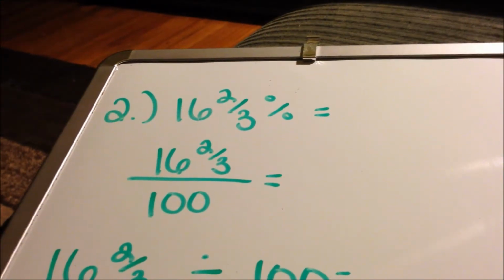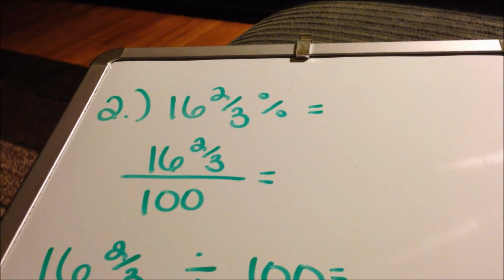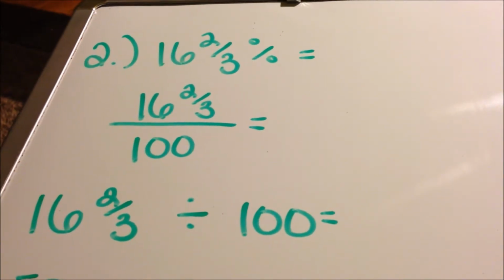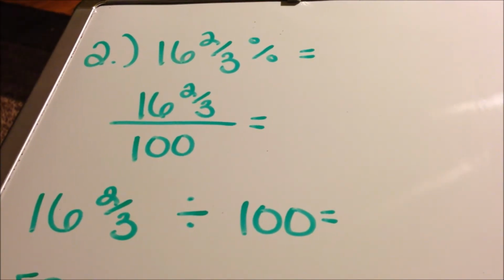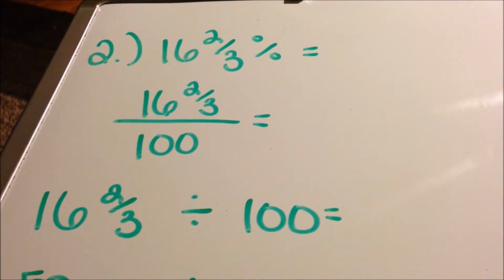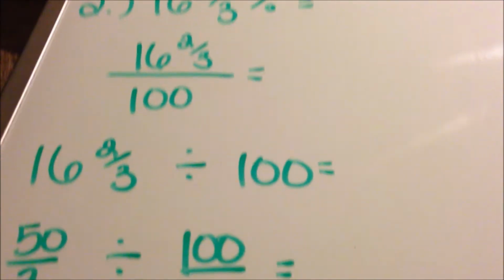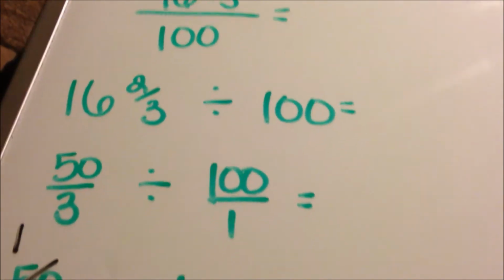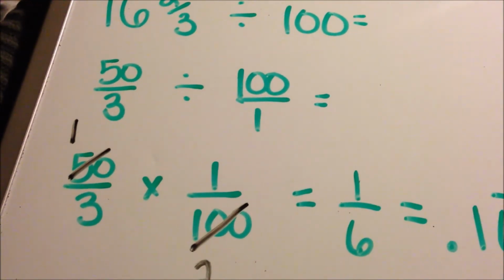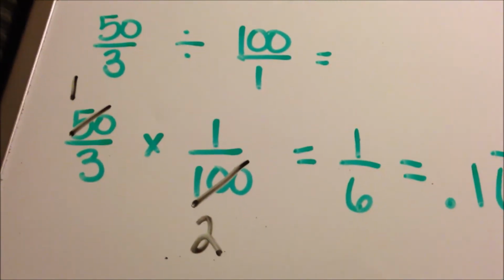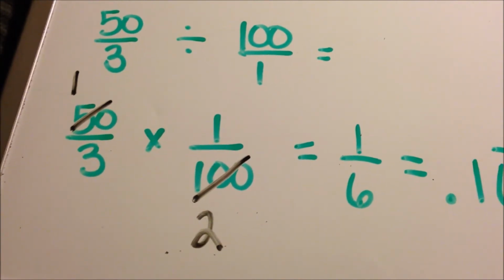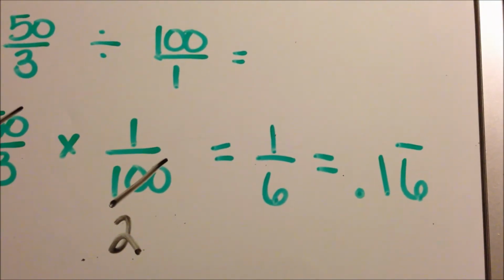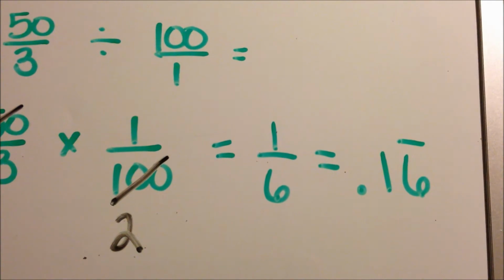Number 2, 16 2/3%. Let's write the number 16 2/3 over 100. Then, because we have a complex fraction, write it out horizontally as a division problem, 16 2/3 divided by 100. Then convert 16 2/3 to an improper fraction and write 100 as 100 over 1. So we end up with 50/3 divided by 100 over 1. Change the division problem into a multiplication problem, so 50/3 times 1 over 100. This time we can cross reduce. 50 over 100 reduces to 1 over 2. And our final answer is 1/6. If you type 1 divided by 6 into your calculator, you will get 0.16 repeating.